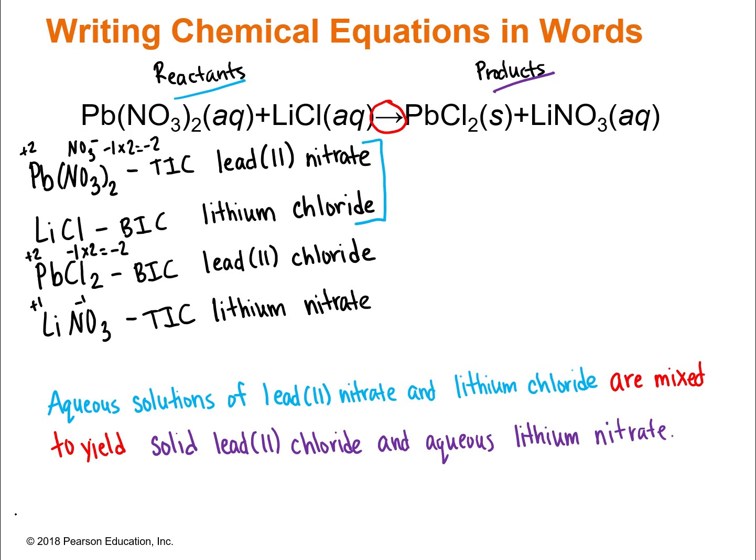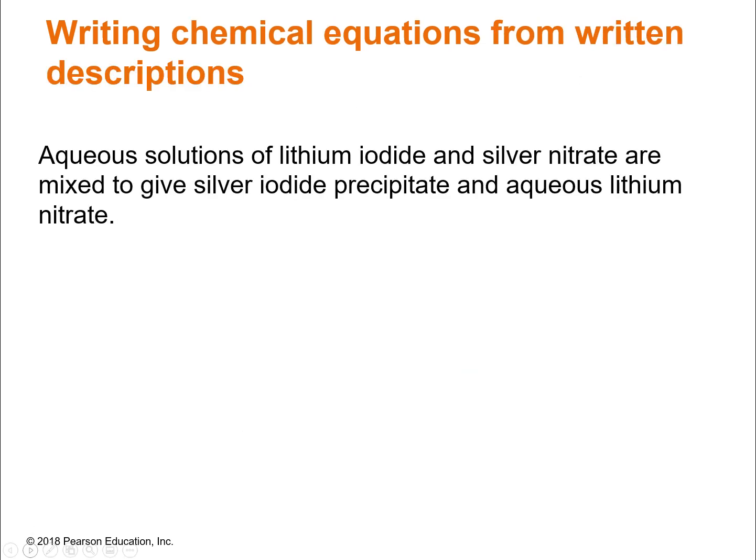So this is one of those things you just have to practice. And if you don't understand the naming from chapter 6, then you're not going to be able to write a chemical equation in words. Now let's go in the opposite direction. There's a written description, and we have to write a chemical equation.